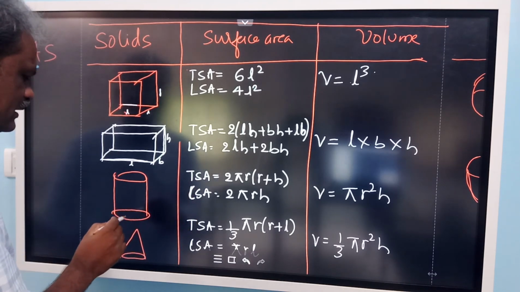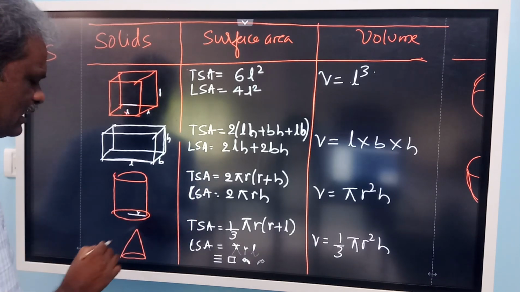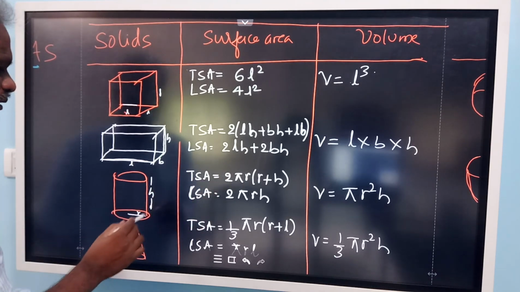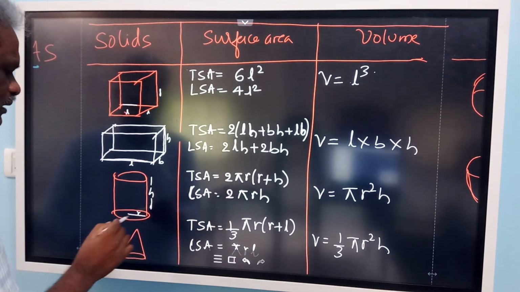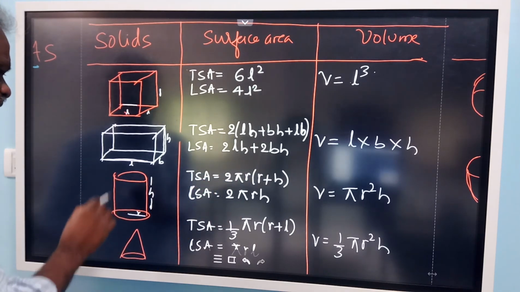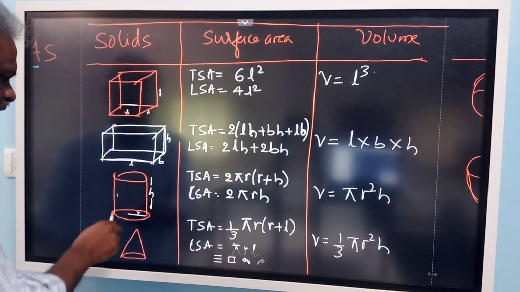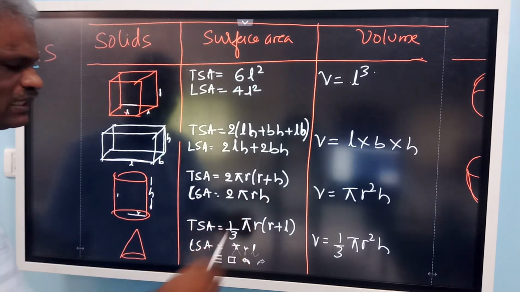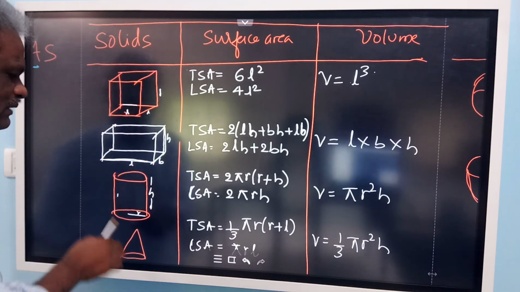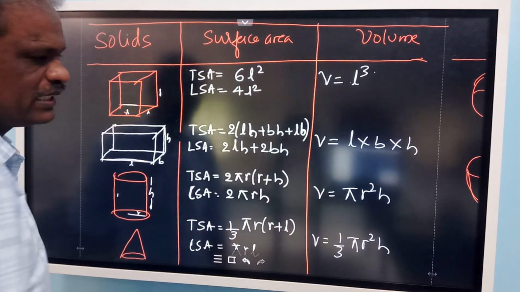Total surface area here: suppose this has radius R and height H. Then the total surface area is 2 pi R into H plus 2 pi R square, that is 2 pi R into (R plus H). This is the total surface area. If you want only the curved surface area, the lateral surface area, the formula is 2 pi R H. Volume of this cylinder is pi R square H.